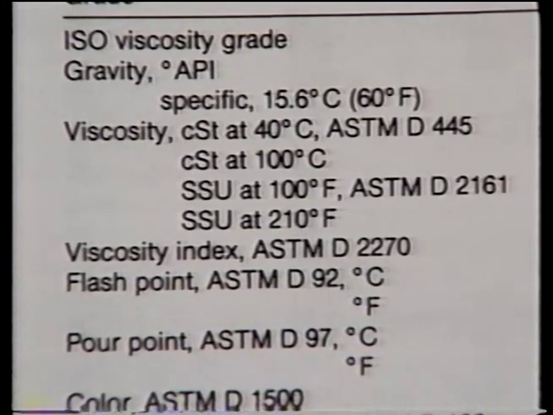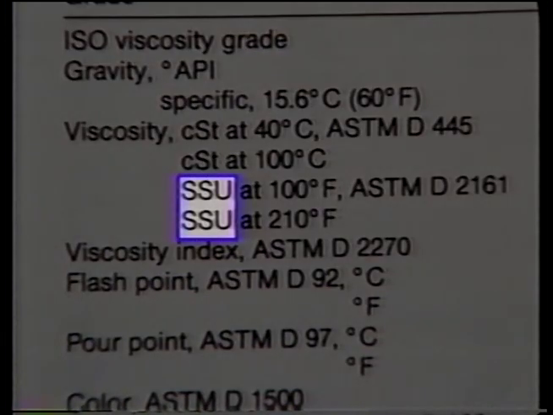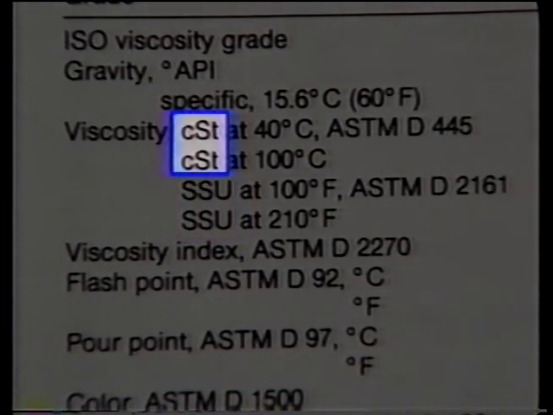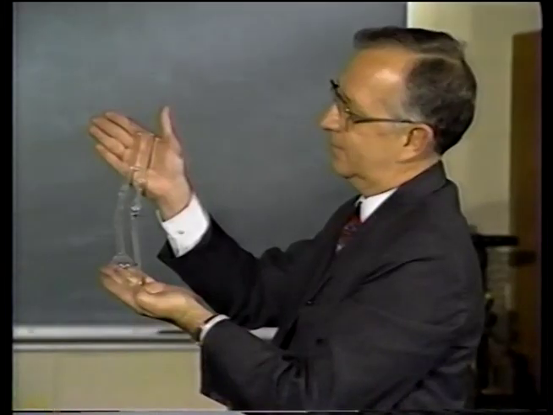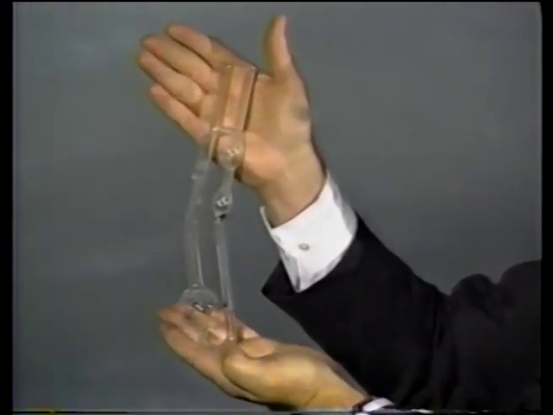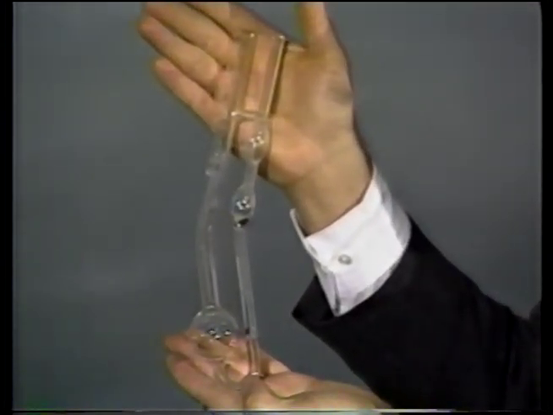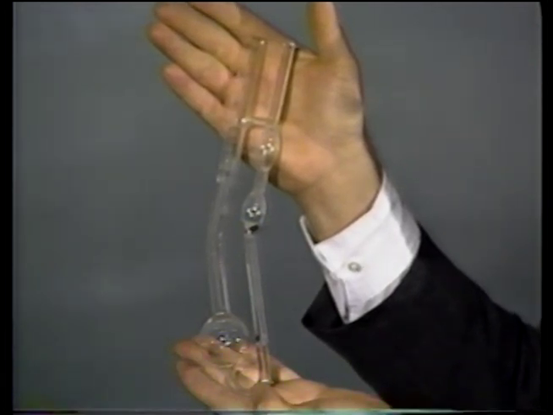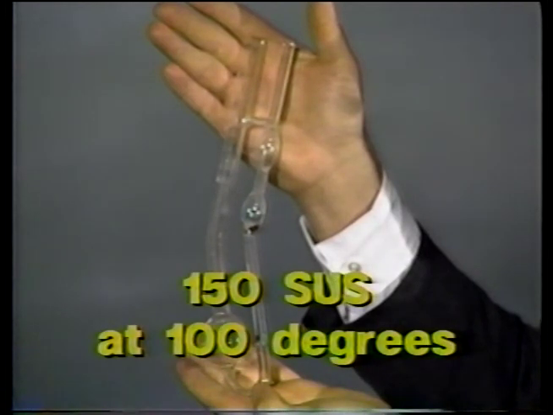Viscosity is often measured in Saybolt Universal Seconds, often called SUS or SSU. However, the International Standards Organization centistoke measure, cSt, is becoming more common. Viscosity in Saybolt seconds is measured by a meter, which times the rate at which hydraulic fluid flows through a precision-made hole at a specific temperature, usually 100 degrees Fahrenheit. If the fluid takes 150 seconds to pass through the hole, we say we have a 150 Saybolt Universal Seconds fluid at 100 degrees Fahrenheit.